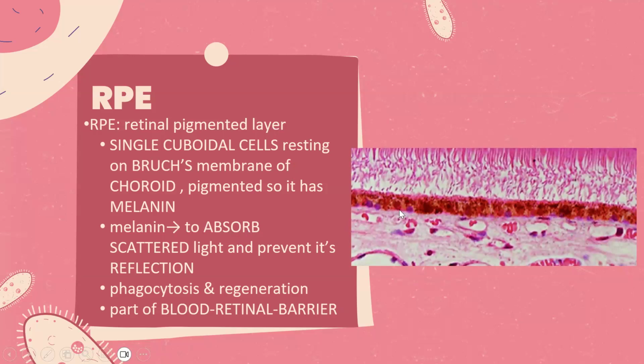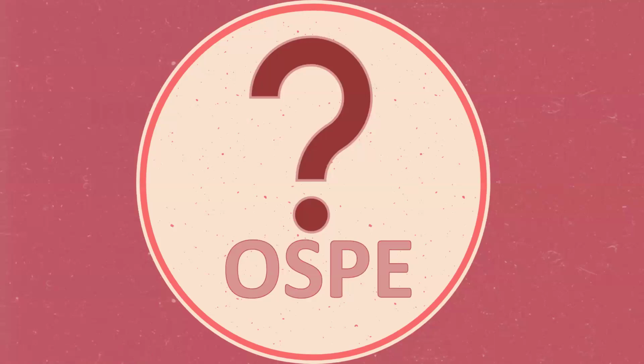Another function is phagocytosis and regeneration, and it acts as part of the blood retinal barrier. The choroid is highly vascular, the retina is a neural layer. We don't want blood to enter here, right? So this layer acts like a barrier, the blood retinal barrier. I didn't add it in the slides because I didn't have time, but it is also relevant for histology, theoretical histology. We have the rods and the cones, which are the photoreceptor layer. The physiology of it is phototransduction, the entire process of how light waves are converted into electrical signals.